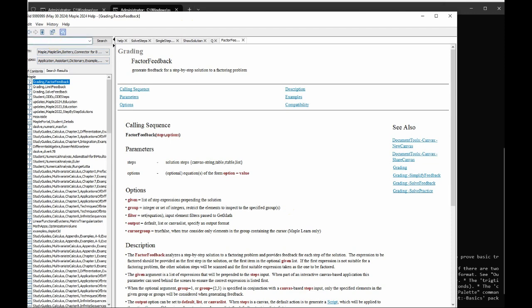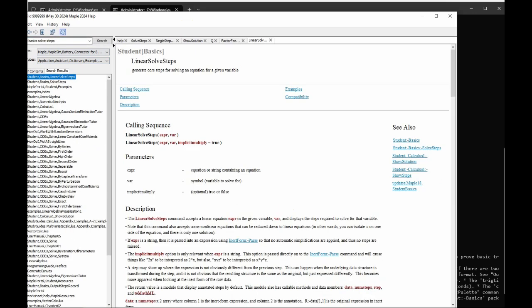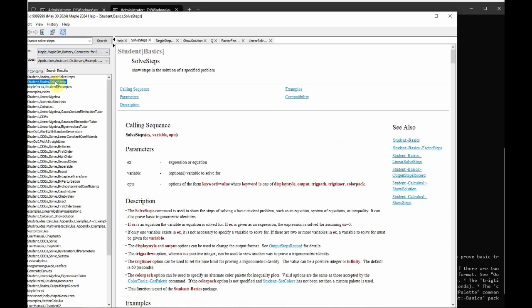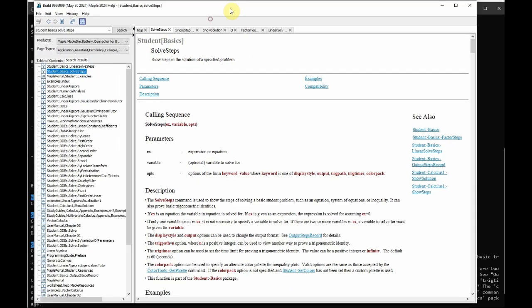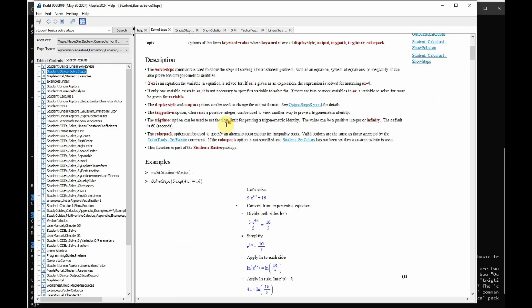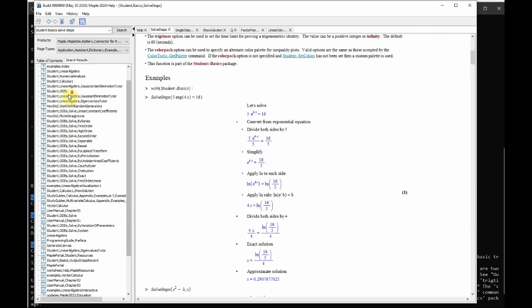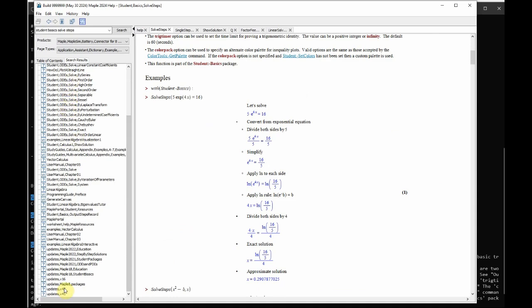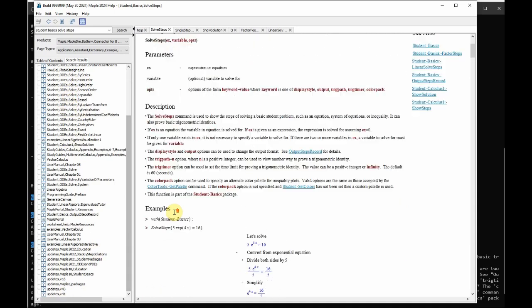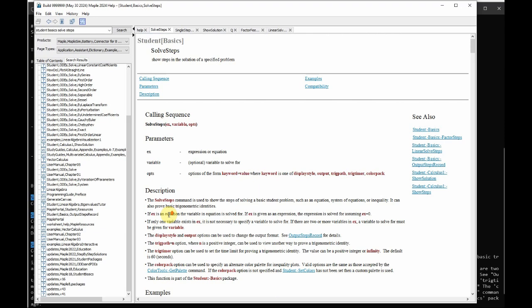Let me just type that in. Student Basics Solve Steps. The links that we would provide would be linking directly to this help document so that the user doesn't need to, you know, filter through a series of documents. Rather, they're just pre-filtered for the student and they can get to the answers that they're asking for.